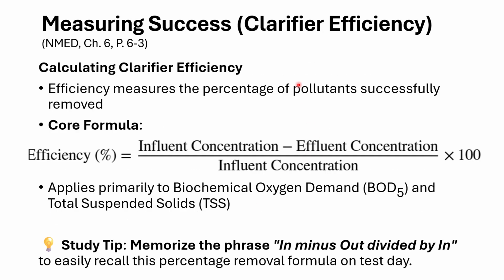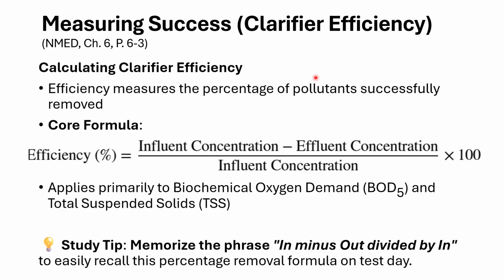Okay. This is something you will see on a level 1, level 2 exam. You may even see it on a level 3, level 4. And that's how to calculate the clarifier efficiency. What this efficiency measures is the percentage of the pollutants that we successfully remove in the clarifier.